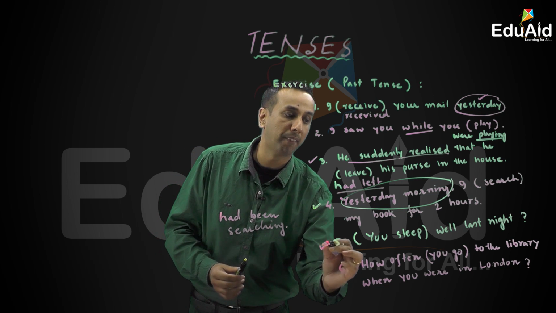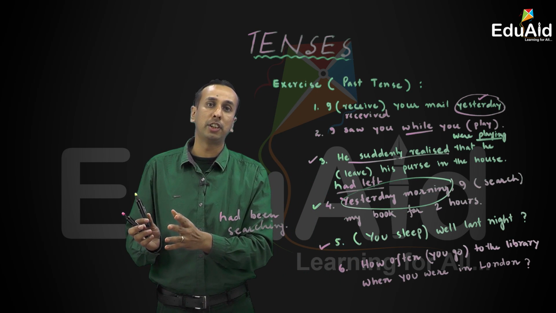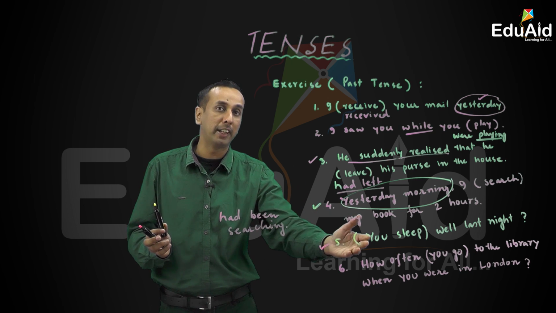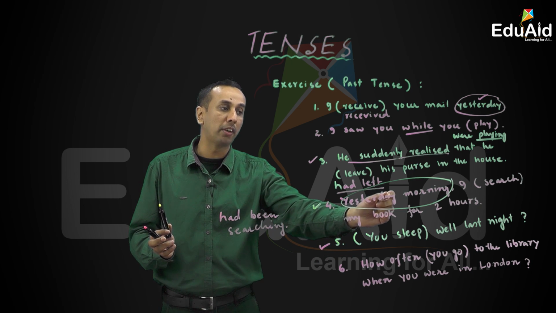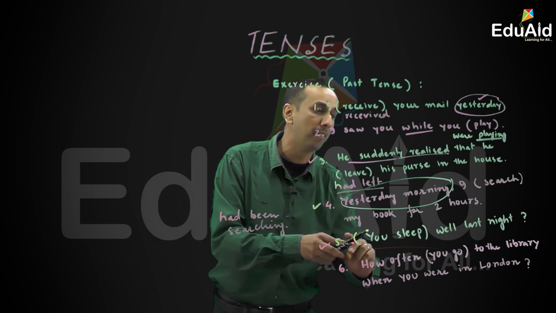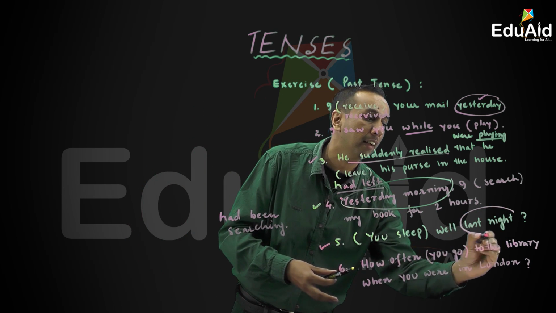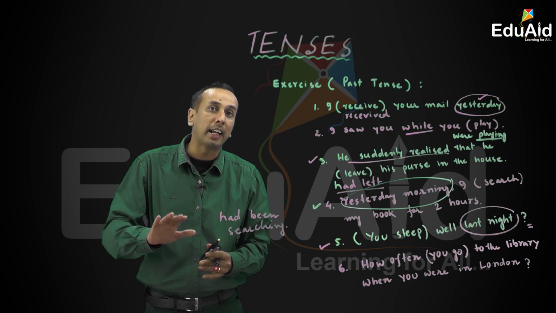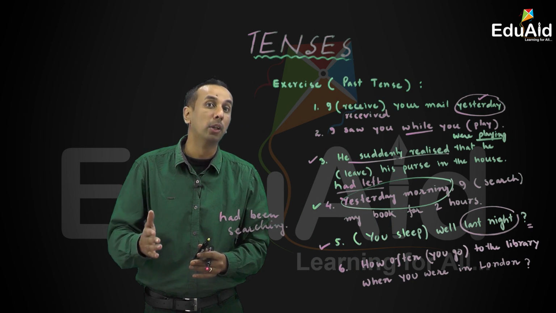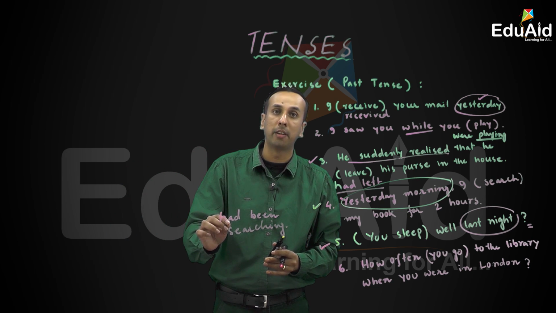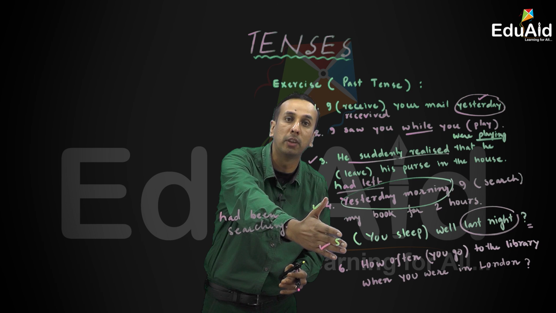Come down to question number 5. Again, like our previous session, we got questions on interrogative sentence. You might be getting questions on interrogative sentences on the day of your exam. You sleep well last night. Again, the time related clue is last night, but the sentence is in interrogative structure. That means we cannot begin the sentence using you. It has to begin with an auxiliary verb because there is no WH word to begin with.